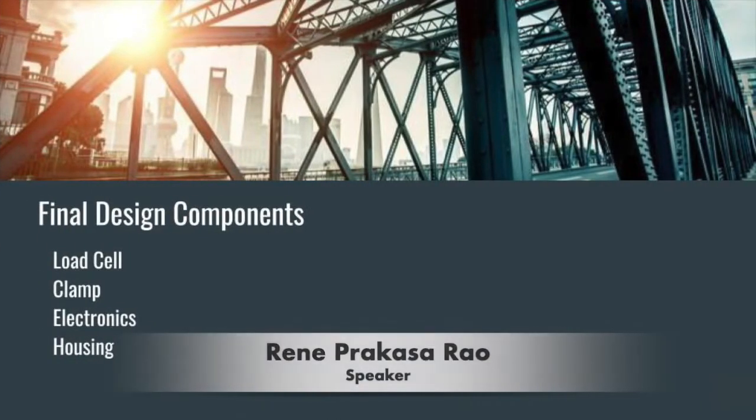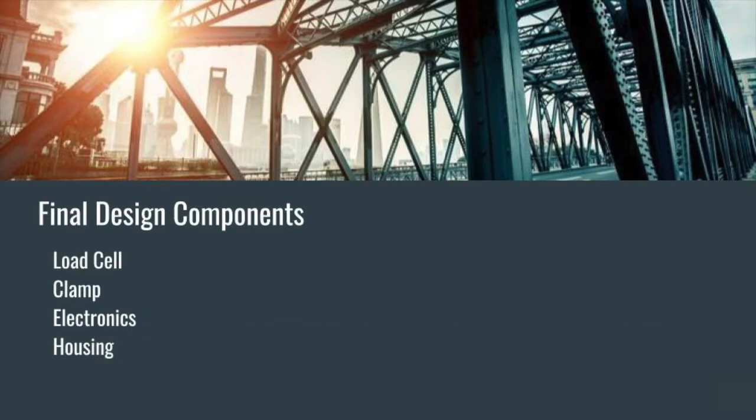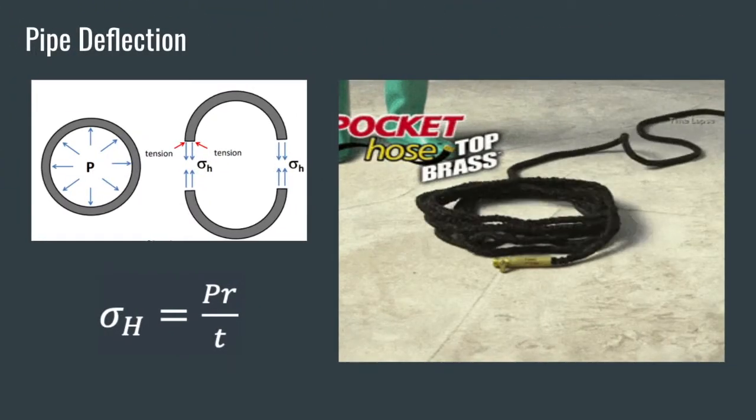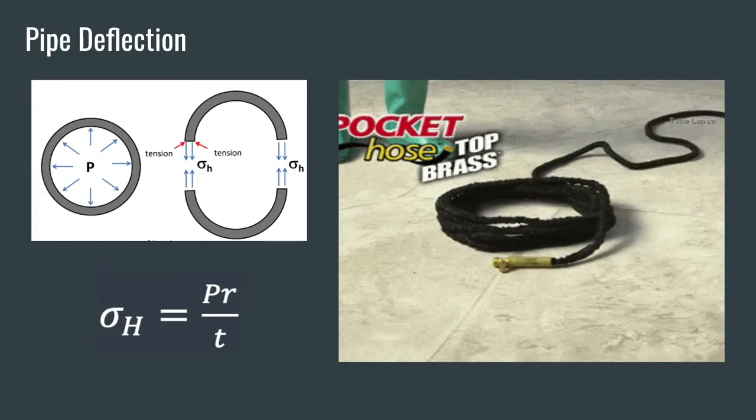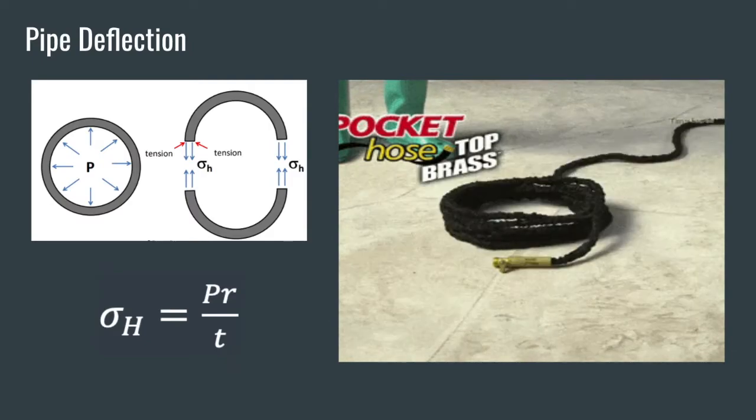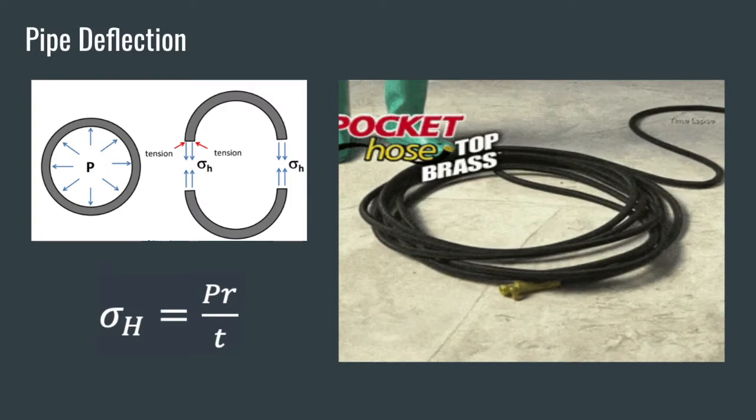Now let's look at the major design components, which are the load cell, the sensor clamp, the electronics, and the housing. As the project objective is to detect leaks in pipelines non-intrusively, based on research we found that because of hoop stress, the circumference of a pipe expands or contracts with a change in internal pressure. So we decided to use this concept to detect a leak by measuring a decrease in the circumference.